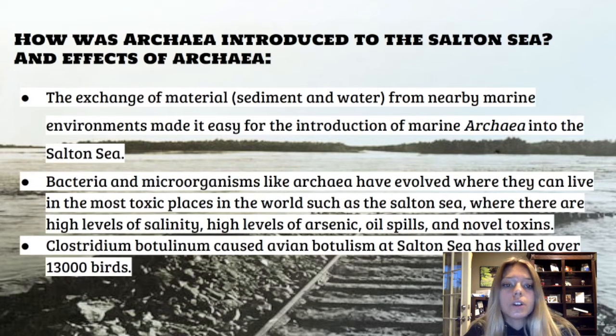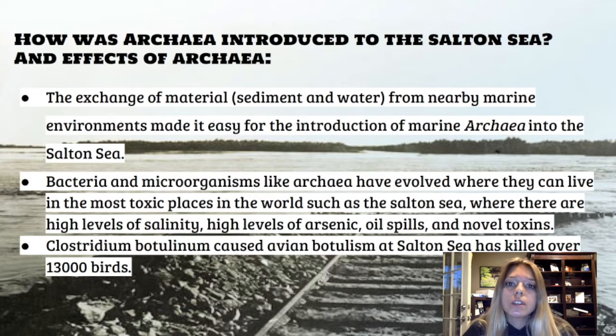So all in all, how Archaea entered the Salton Sea was the exchange of material, sediment, and water between the Colorado River and nearby marine environments, so that made it easy for the Archaea to make its way over to the Salton Sea.